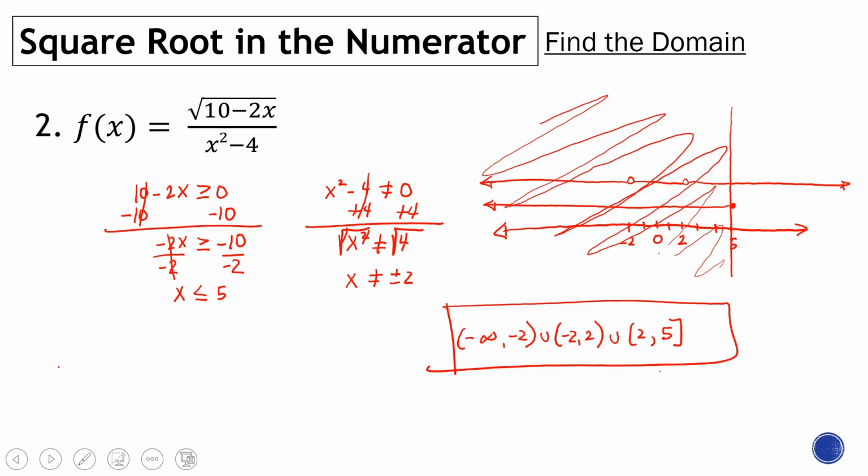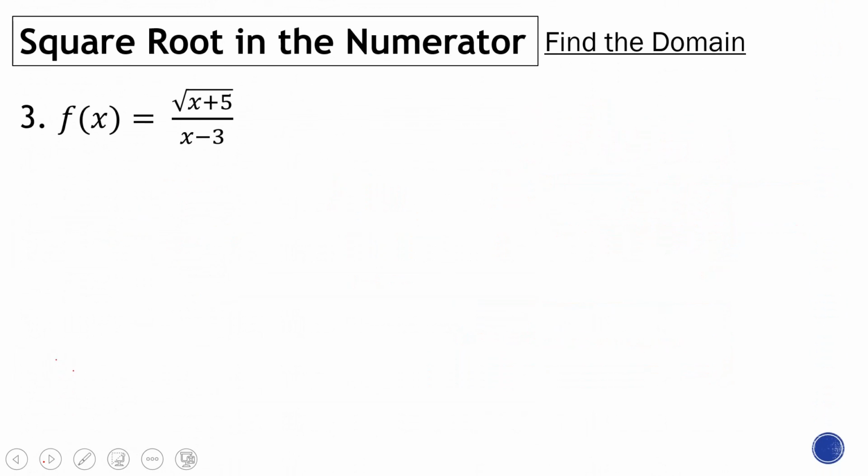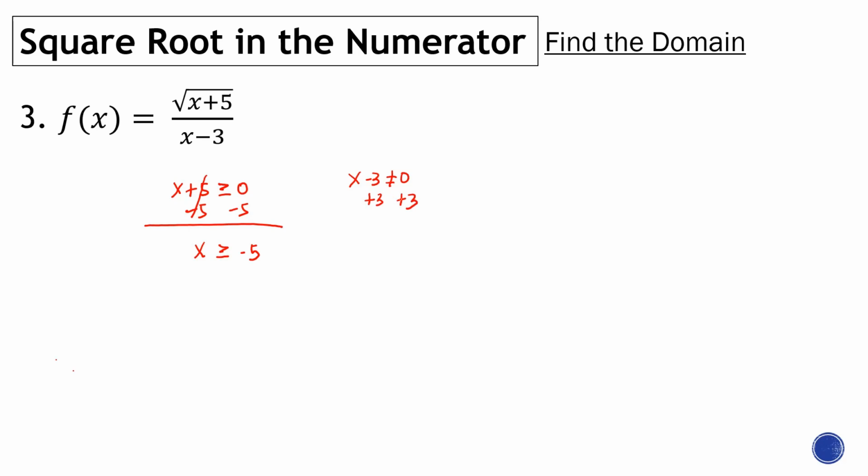Okay, let's go to the next example. Again, x plus 5 is greater than or equal to 0. Subtract 5 on both sides, which means that x is greater than or equal to negative 5. And then we got x minus 3 is not equal to 0. We add 3 on both sides. Therefore, x is not equal to 3. So there you go. Those are the two domains.